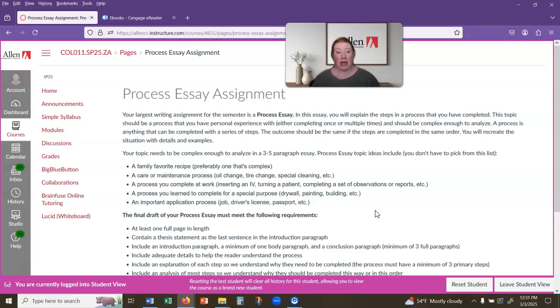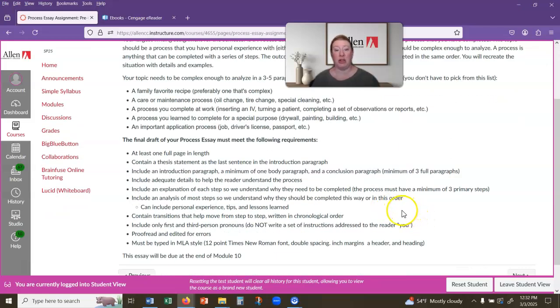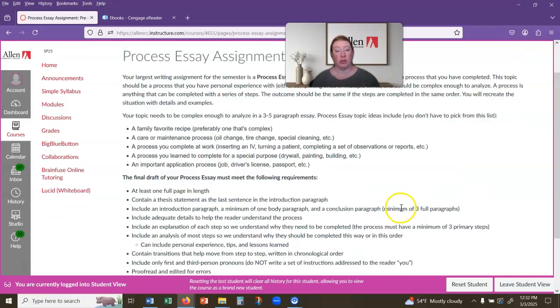So the first issue that students have is picking a topic. And a topic that will work well for this assignment is something that you have personal experience with. You cannot do a topic that you have no personal experience with because you're not using sources. So you have to pick something that you have done before. Most students pick a favorite family recipe, particularly one that's a little bit more complex. So making tamales or something would be a good one.